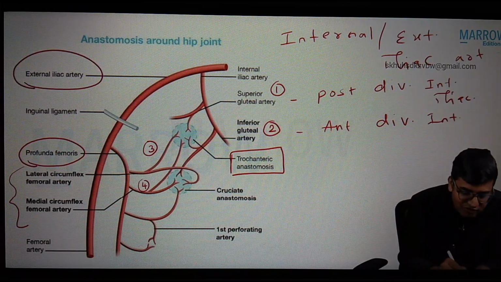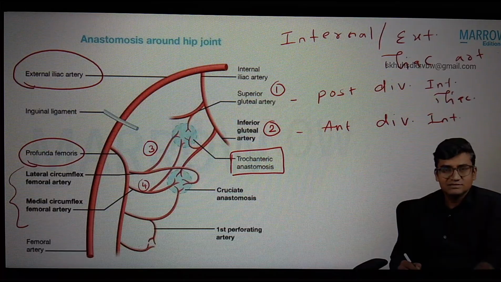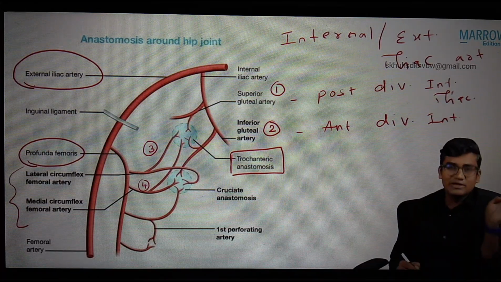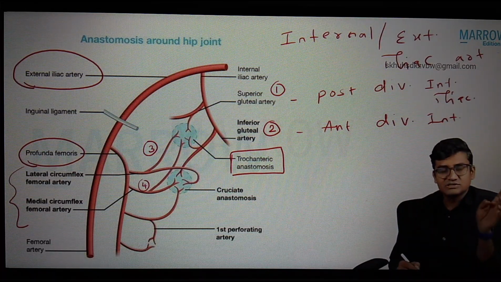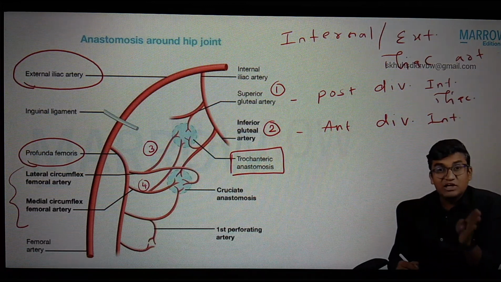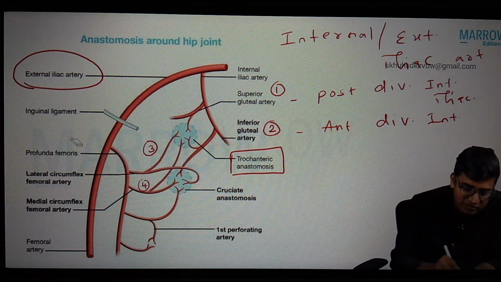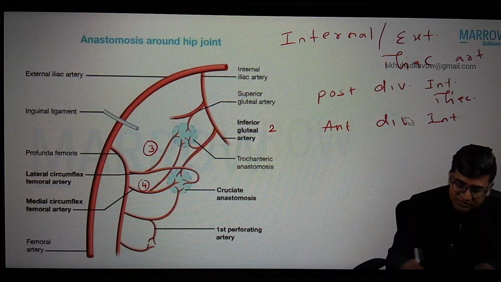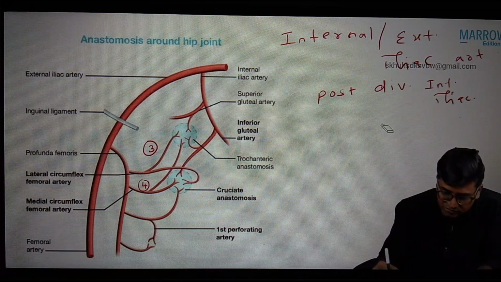Femoral artery is a continuation of external iliac artery. Okay. These are the arteries involved in trochanteric anastomosis. Next, we have cruciate anastomosis. Cruciate means, you know the meaning, cross. Now, what are the arteries involved in cruciate anastomosis? 4 arteries. What are those?